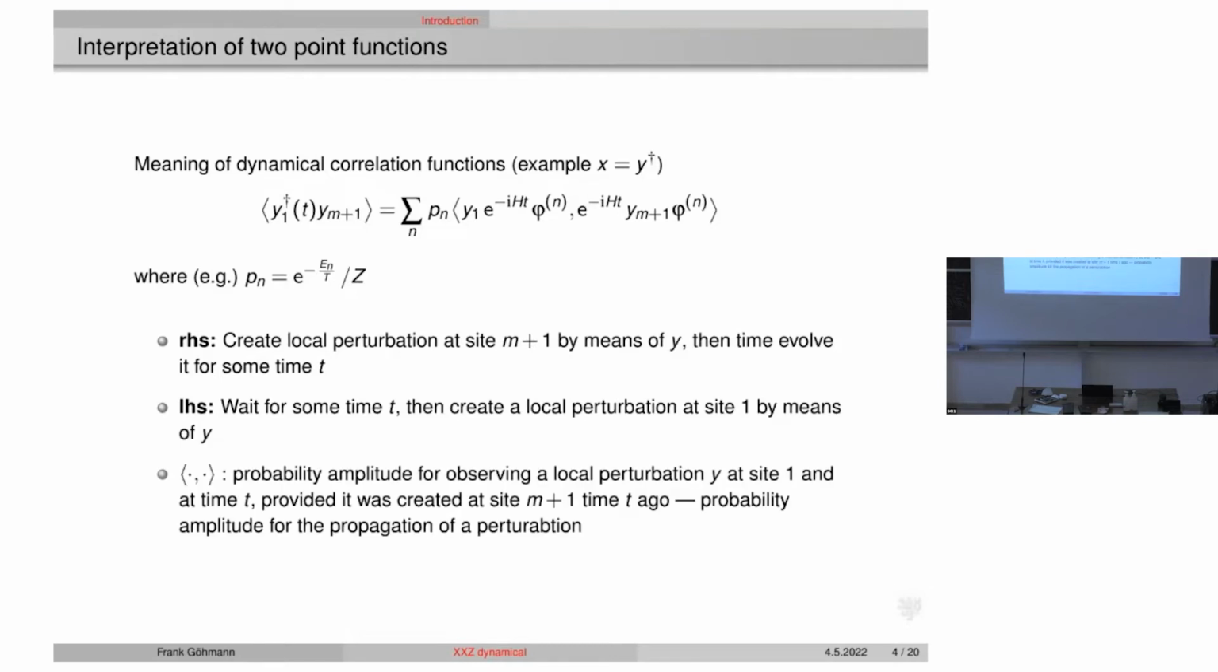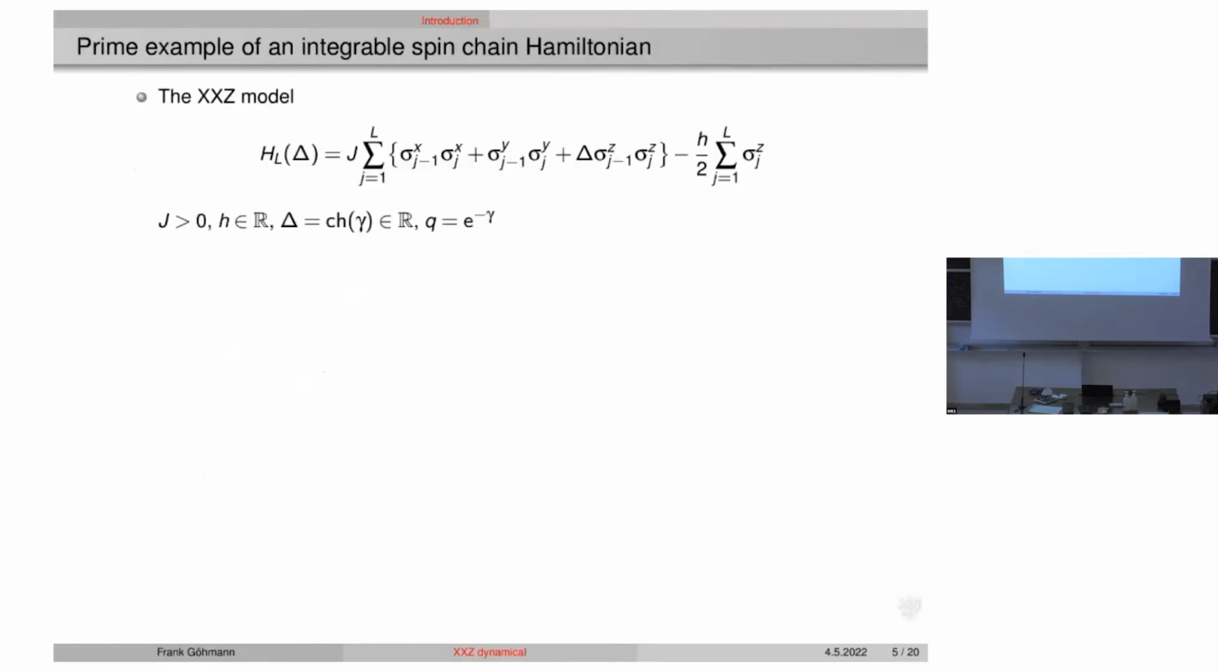Then, taking the scalar product in quantum mechanics, if you look, say, in the Feynman lectures, means, if you have a scalar product between two states, psi and phi, it means to measure psi once you have prepared phi. So here it is the probability amplitude for observing a local perturbation Y at site 1 at time t once it was created at site m+1 time t ago. So the probability amplitude for the propagation of a perturbation. This is the meaning. This is familiar to those people who are working on that, of course, but as I said, not everybody is doing it, so I wanted to explain this again. That is correct, yes, because it's a trace.